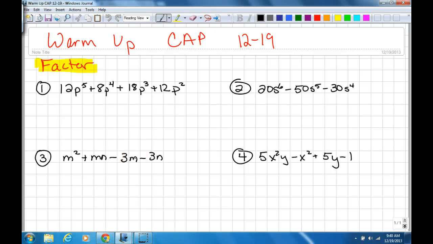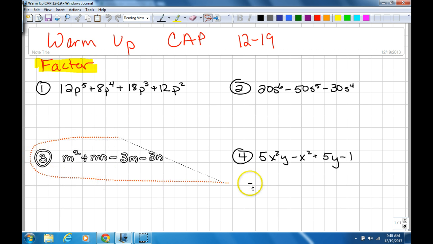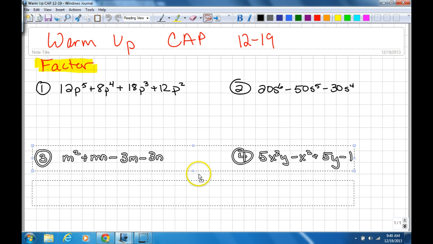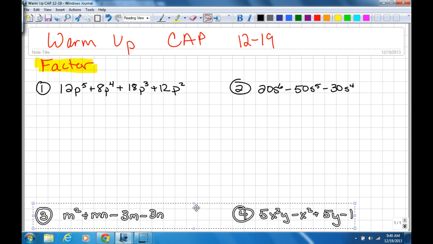Okay, so on this first one, we have how many terms? 4. So can we use the factor by grouping method? Yes, we can. So there's 2 different ways that we can actually do this. And what I want to do real quick is show you guys both ways. And I'm going to move this down a little bit to give myself some room, okay?